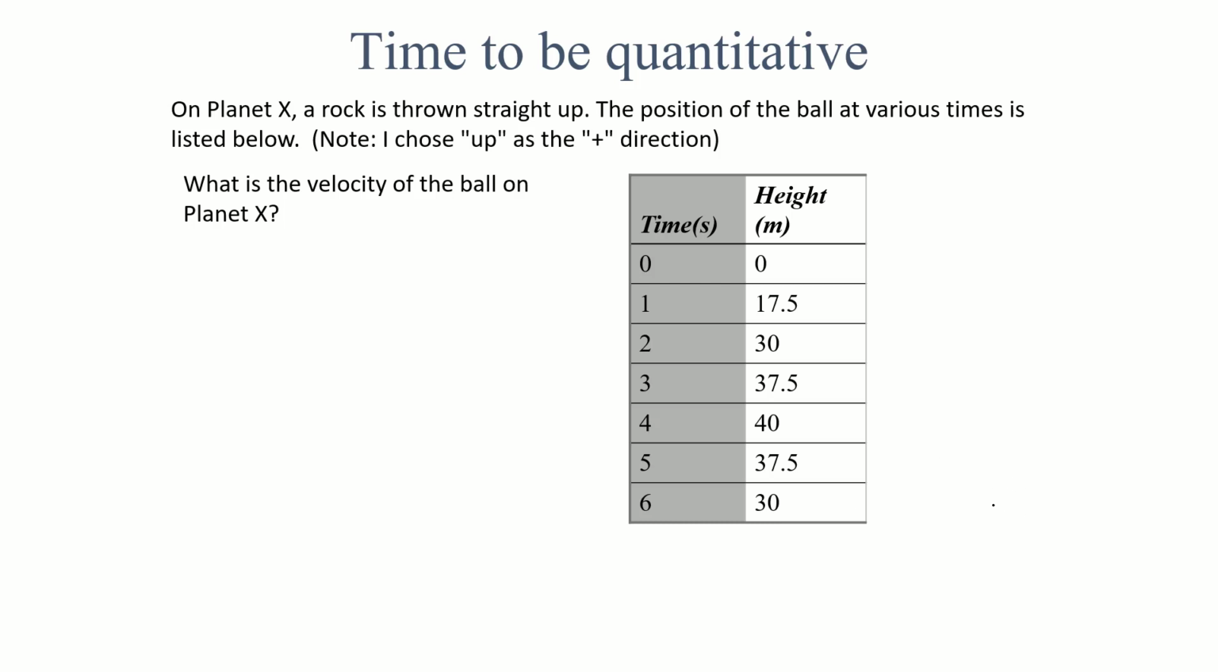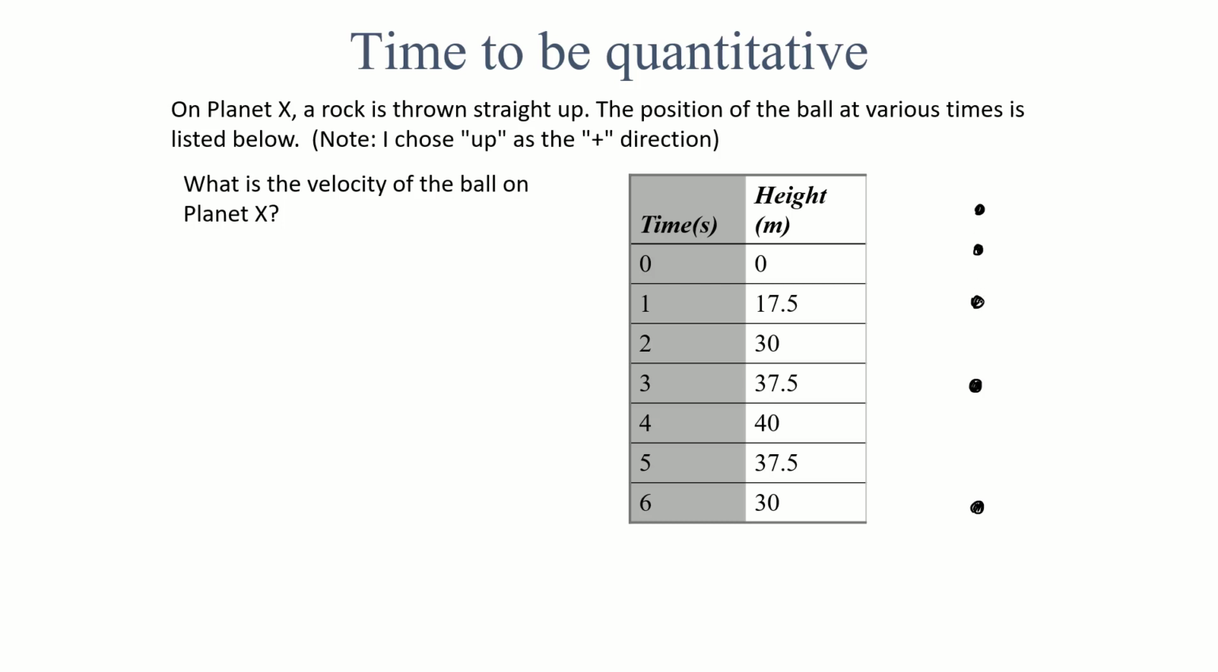So if I wanted to draw a motion diagram for this, well, we should be getting very comfortable with that. That's where the rock started when I threw it. A second later, it's up at 17.5 meters. Then it's at 30. Then it's at 37.5. Then it's at 40. Then it comes back down.